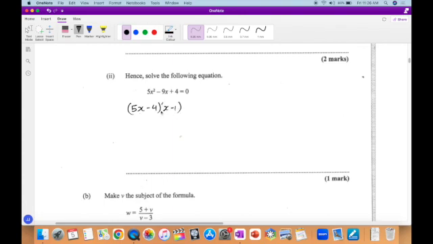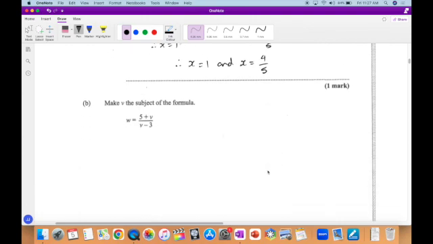X minus 1, and now we put that equal to 0, and so we see that, hence solve the following. X minus 1 will be equal to 0, therefore x is equal to 1, and 5x minus 4 is equal to 0, so x will be 4 on 5. So therefore x is 1 and x is 4 on 5. So we have solved it.